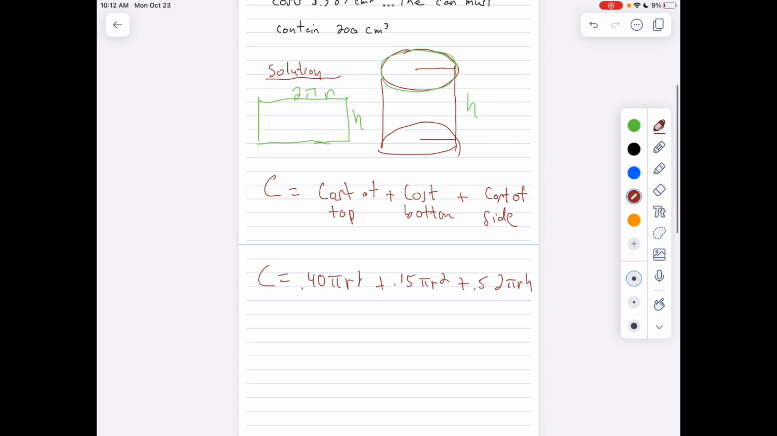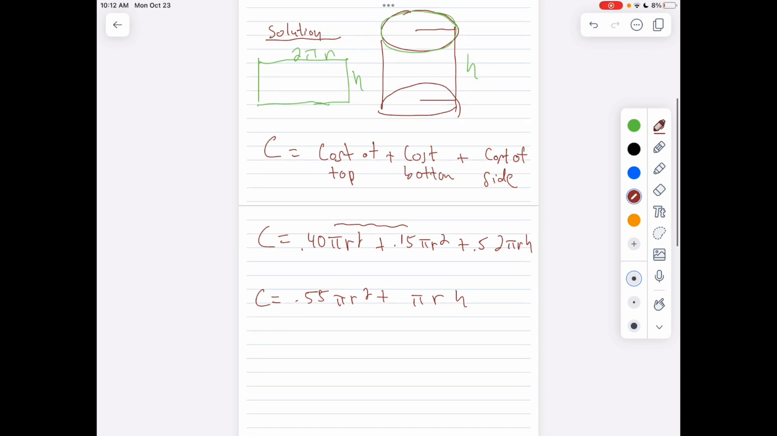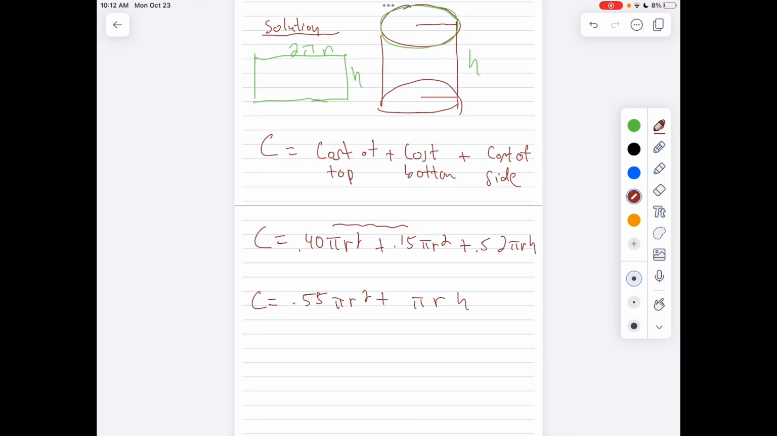Okay, so this right here would be your equation. These are like terms, so let's add them together. And 0.5 times 2 is just 1, so it's pi r h. All right, great. So we have an equation that describes the cost of our cylinder. However, it's in two variables, and we're going to do some calculus here. This is meant for a Calculus 1 class, so we can't really solve it the way it is. So I'm going to have to substitute one of the variables for something else.